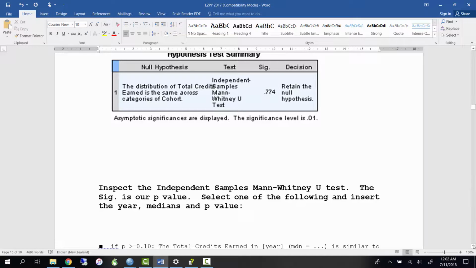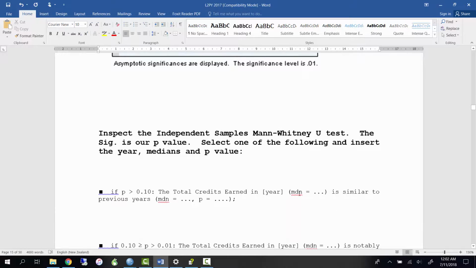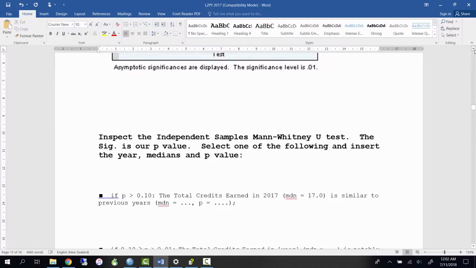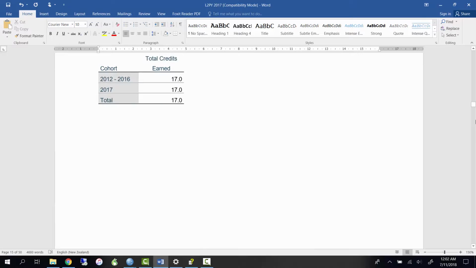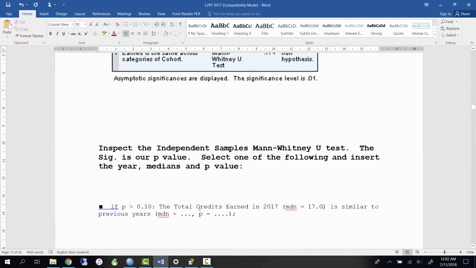So we'll go down to here. The total credits earned in 2017 is similar. So what was the median? 17. Both of them. Just check that. 17.0. Yeah, it was. And the p-value was 0.774. That was right, wasn't it?